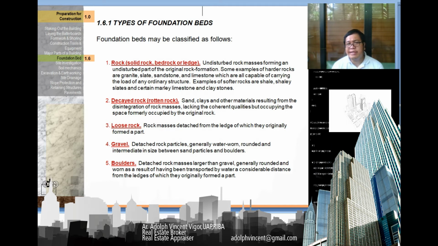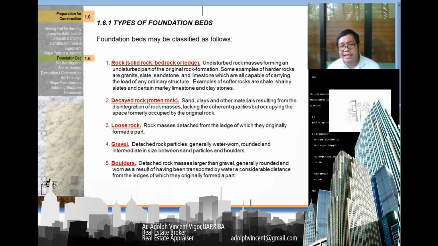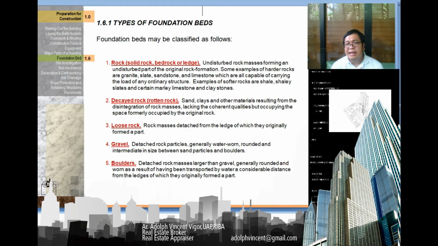You also have what you call the decayed rock or rotten rock, which are sand, clays, and other materials resulting from the disintegration of rock masses, lacking the coherent qualities but occupying the space formerly occupied by the original rock. Then you have what you call loose rock, which are rock masses detached from the ledge of which they originally formed a part. Then we have the gravel, which is the detached rock particles, generally water worn, rounded, and intermediate in size between sand particles and boulders.